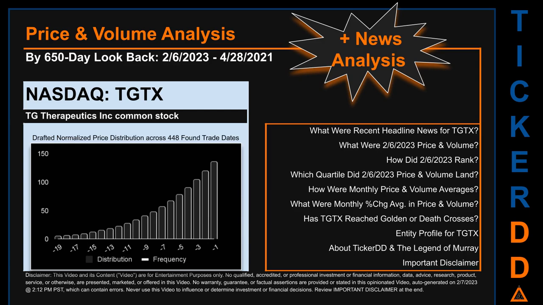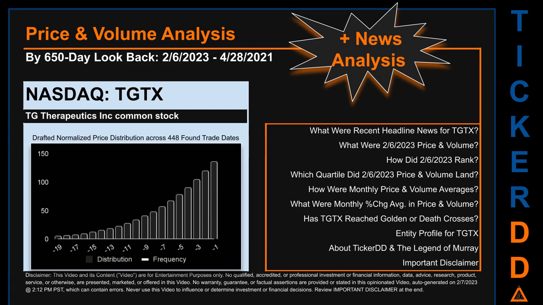TGTX went public on December 14, 1995, which was roughly 27 years and 2 months ago. Looking back 650 calendar days from Monday, February 6, 2023 to Wednesday, April 28, 2021, we found 448 applicable trade dates for use in our analysis.